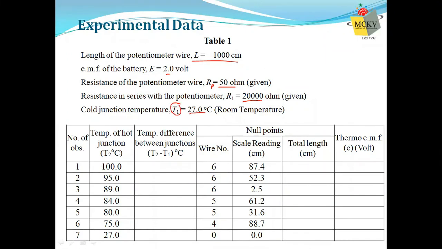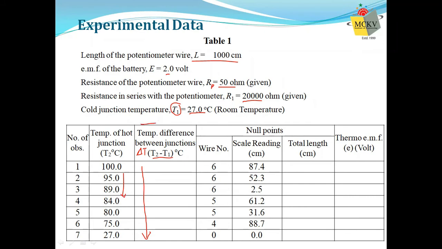The hot junction temperature is to be varied, as sir was telling you, starting from around 100 and then you allow it to cool. So the hot junction temperature would change. And if it changes, delta T, the temperature difference that creates the EMF, also changes. Since the hot junction temperature is decreasing, the temperature difference reduces and the EMF would also decrease. So this is for the measurement of EMF.